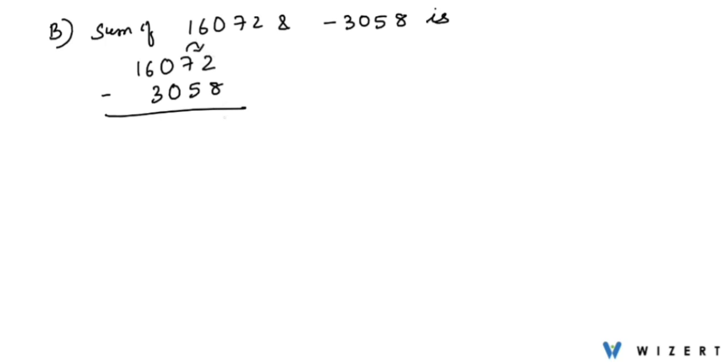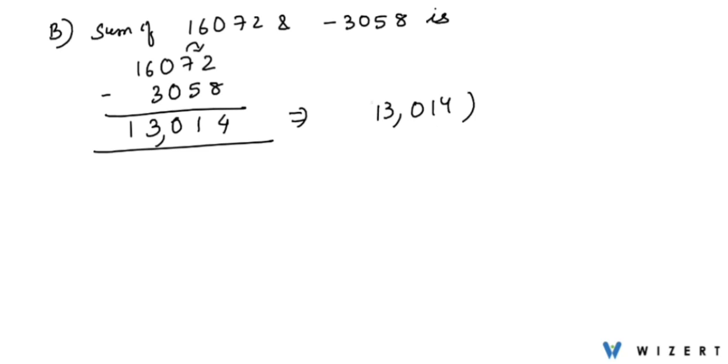12 minus 8 is 4. So in similar manner, we will do the further subtraction. So this is the final subtraction, 13,014. So this is the answer for B option.